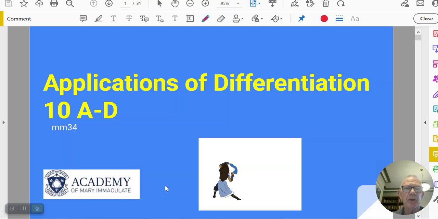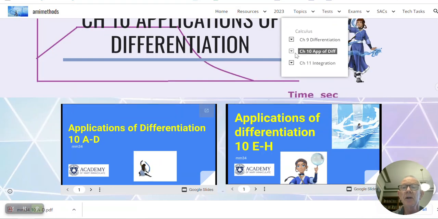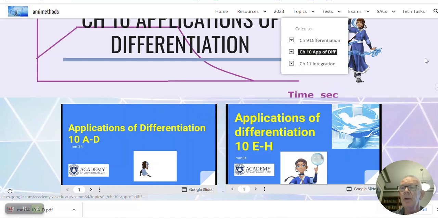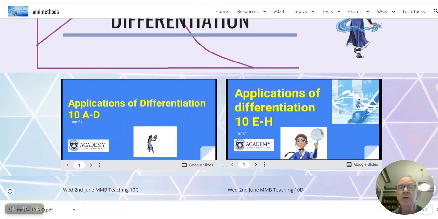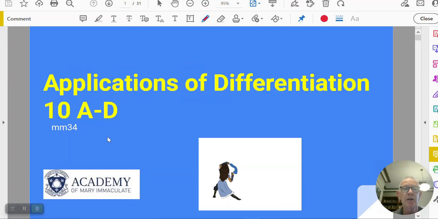This is a very brief introduction to 10A through to 10D, remembering that on the website, under the Topics Calculus Chapter 10 page, there are a couple of videos of longer depth. This one goes for 20 odd minutes and it's 10A, B and C. And this one is 10D and it goes for about 20 minutes. They were filmed last year during lockdown. So here is a very brief overview of what today's work is about.